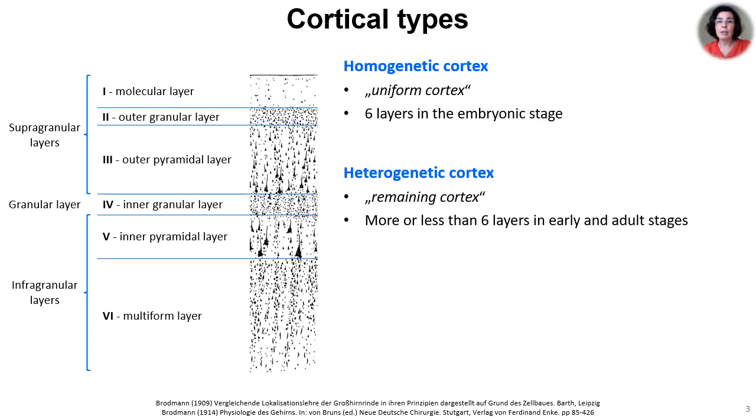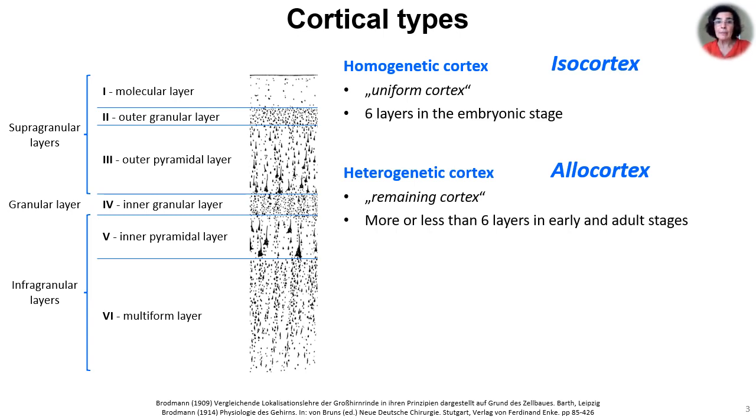Heterogenetic cortex can present either less than 6 layers, as does, for example, the hippocampus, or more than 6, and a typical example of this would be the entorhinal cortex. These 2 cortical types, homogenetic cortex and heterogenetic cortex, are what we nowadays call isocortex and allocortex.